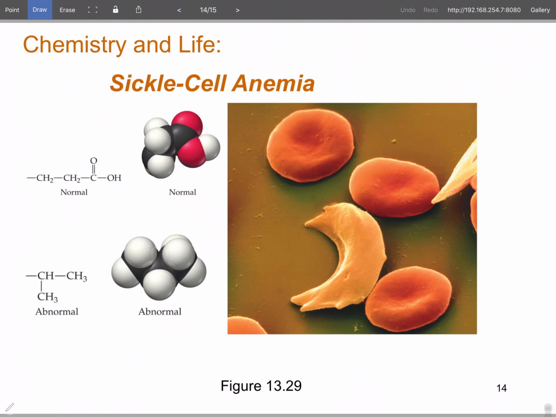The next one is chemistry and life. This is sickle cell anemia, and this has to do with the proteins in the red blood cells in people. They can deal with sickle cell anemia now, but it actually is a preventative. If you have the sickle, then you don't get malaria. So sickle cell is kind of interesting because it's a disease that actually has a purpose.